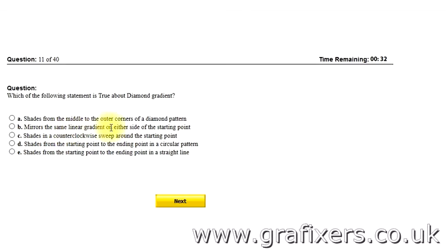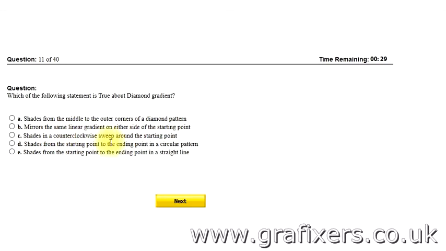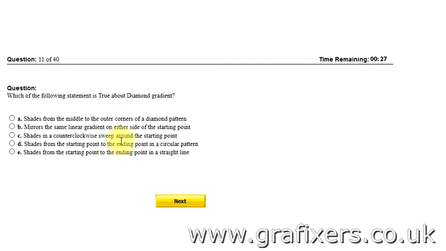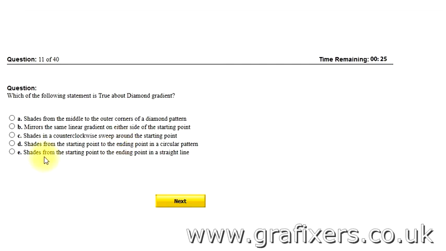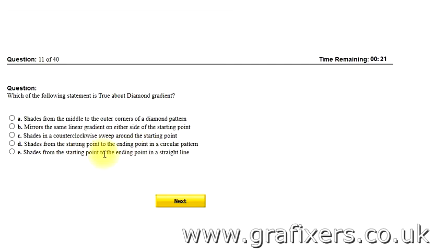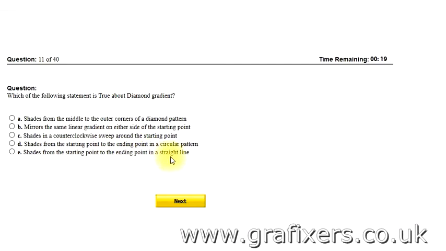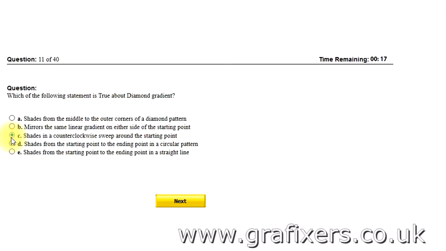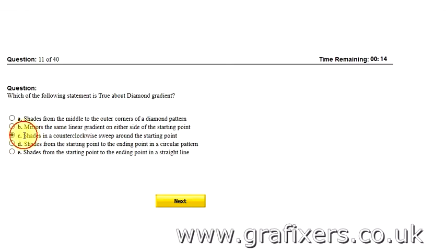Mirror the same linear gradient on either side of the starting point. Shades in a counterclockwise sweep around the starting point. Shade from the starting point to the edge point in a circular pattern. Shade from the starting point to the ending point in a counterclockwise. This one is the answer.